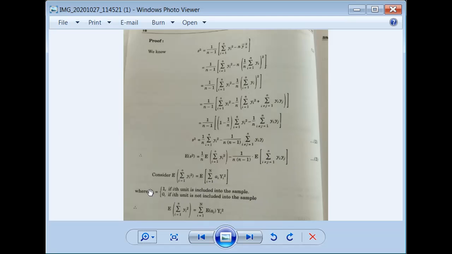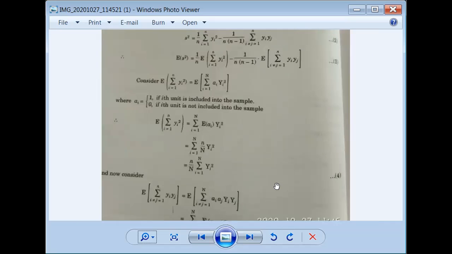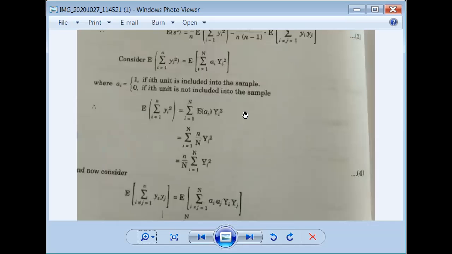Here ai equals 1 or 0. If ai equals 1, the ith unit is included in the sample; if 0, the ith unit is not included in the sample. Now expectation of summation of ai into y square equals summation i equal to 1 to n of expectation of ai into y square, by using the previous theorem. Now what is expectation of ai? I have already derived it in the last theorem.